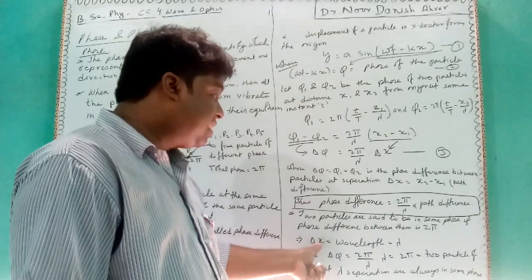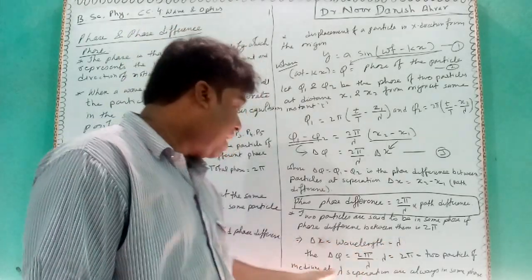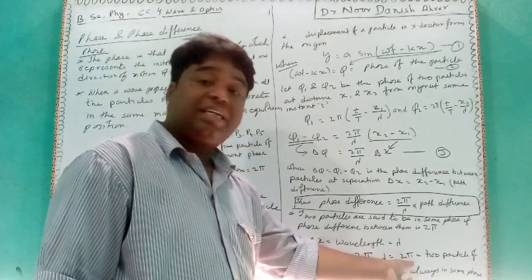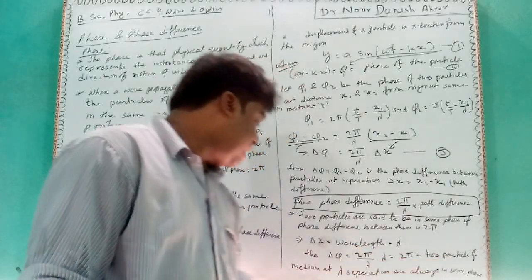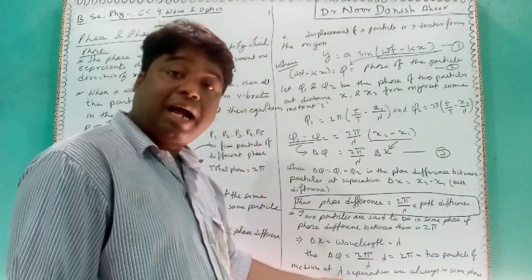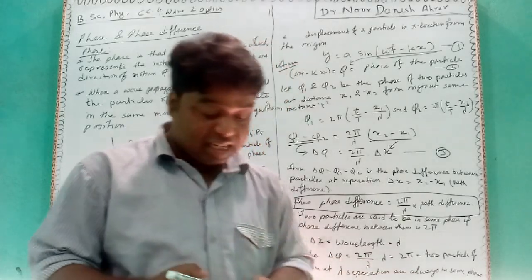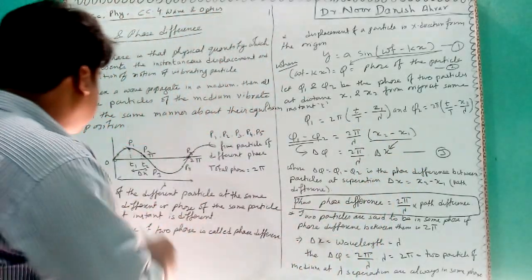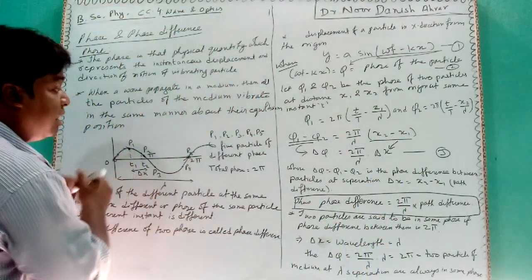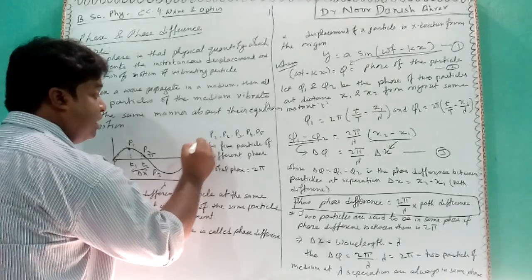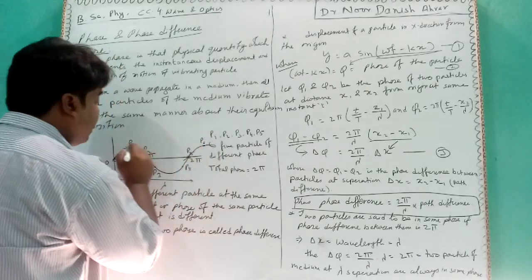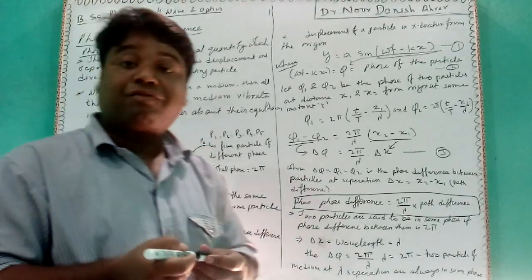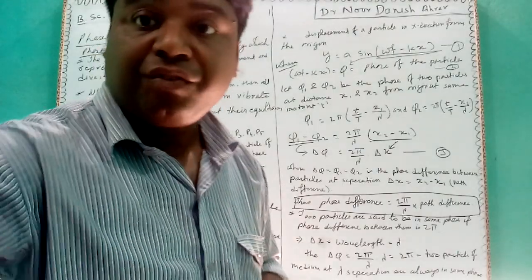So if Δx is equal to the wavelength λ, then Δφ will be equal to 2π/λ into λ, which gives 2π. Thus, two particles of the medium at λ separation are always in the same phase. So phase is getting continued, means after the completion of 2π, the next particle, which will be here at P6, will have the same phase as P1. So it repeats after 2π phase completion.